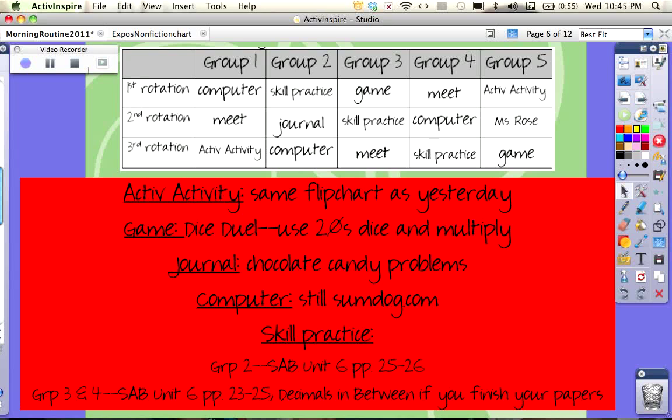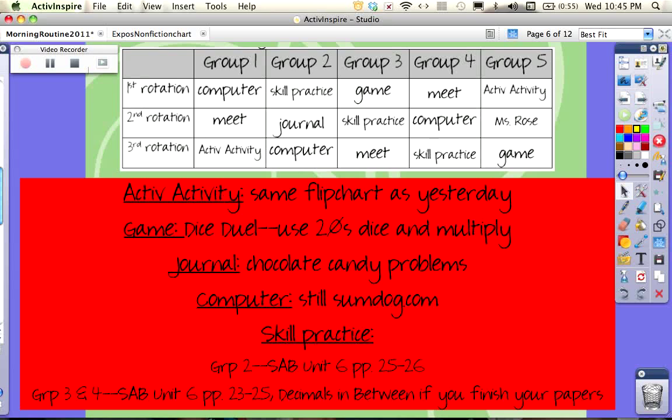In Group 4, you're going to start with the teacher and meet with your group. And then you're going to go to SumDog, and then your skill practice, if you notice down here, is pages 23 through 25. Same with Group 3, I didn't mention that, sorry. You're going to find those pages in your book and work on them, and then play Decimals in Between if you have some time before your rotation is over.